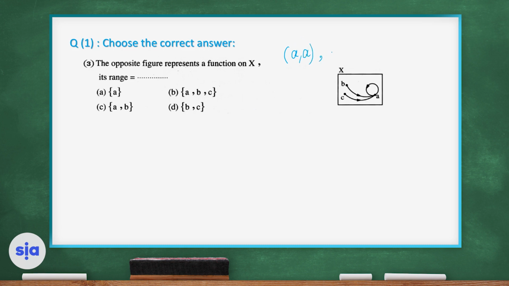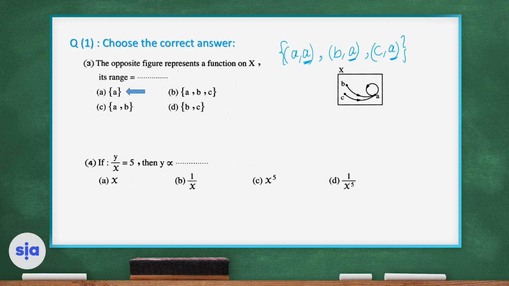And then by the arrows, the B is going to the A and the C is also going to the A. So these are the ordered pairs of this set. From the ordered pairs, we can see that the range is only the y values, which is only A. So here the right answer is choice A.